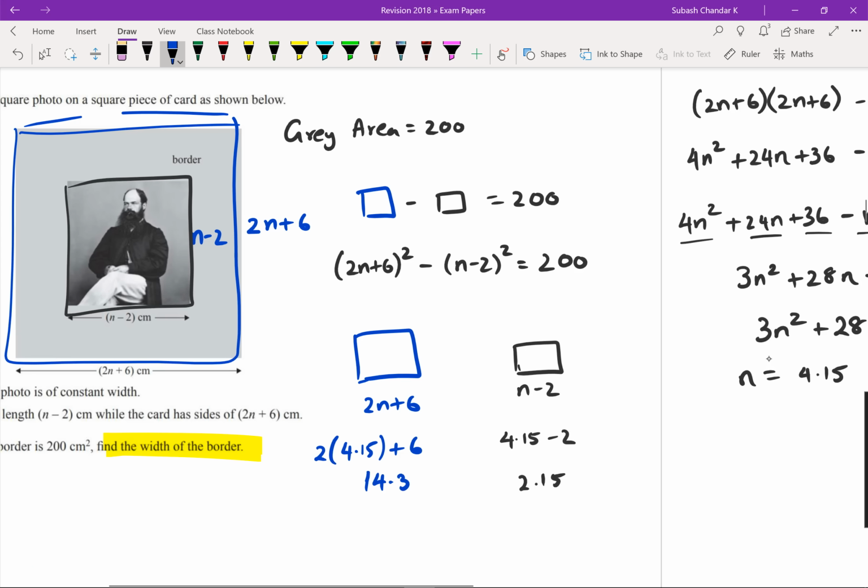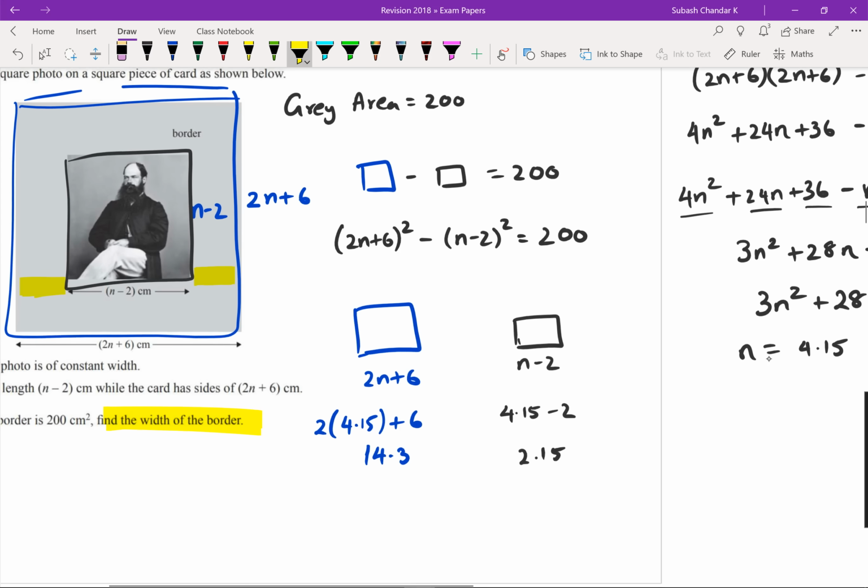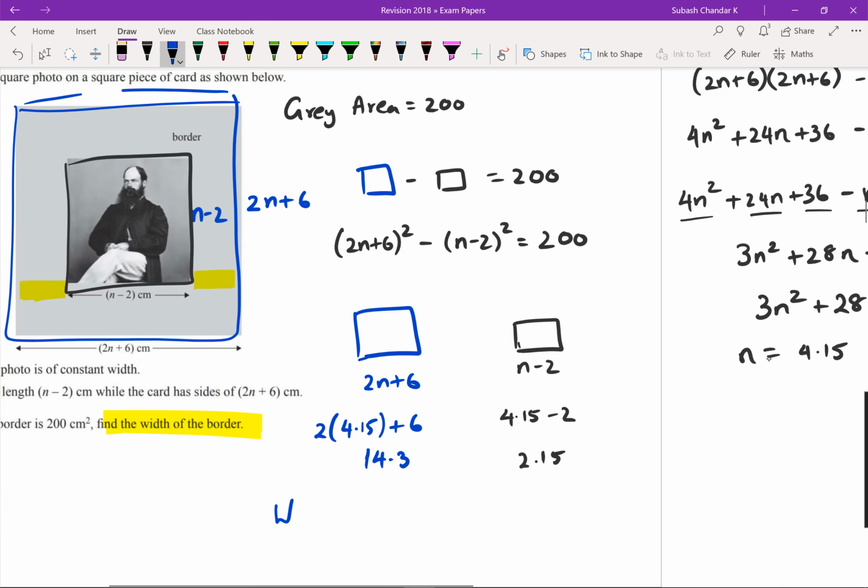So now the question is asking for the width of the border. Remember, the width of the border is just one part of it. If I go the base of the blue square minus the black square, the two yellow bits, it's actually twice the width. So that means the width is going to be 14.3 minus 2.15, and then it's got to be divided by 2.